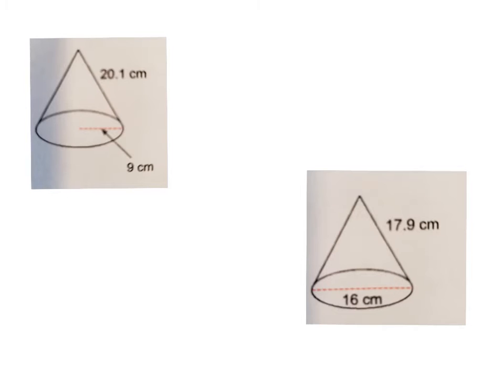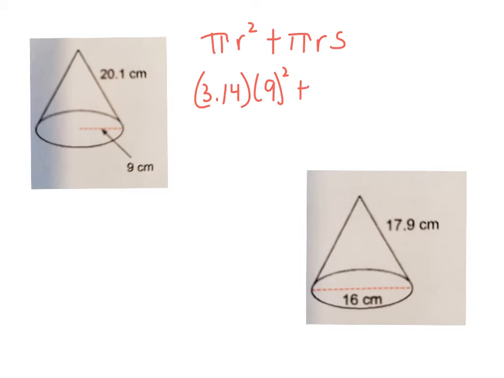For this top cone here, the radius is given to us as 9 centimeters, and the slant height is 20.1 centimeters. So we have pi r squared plus pi r s. What are we going to type in our calculator? We're going to type in 3.14 times the radius squared plus 3.14 times, again, the radius is 9, and our slant height is 20.1. Again, I would just grab a calculator and type it all in.